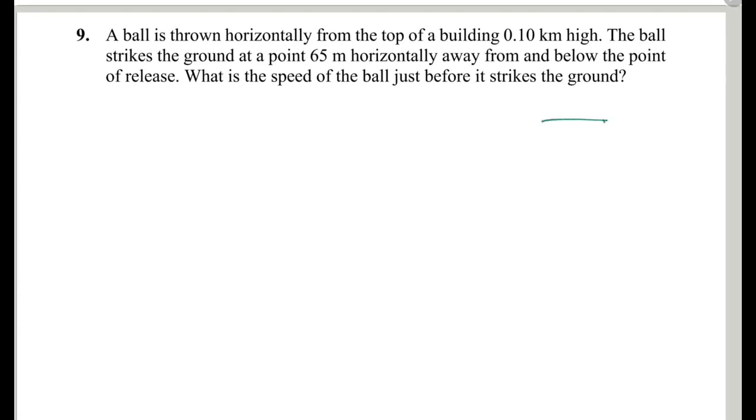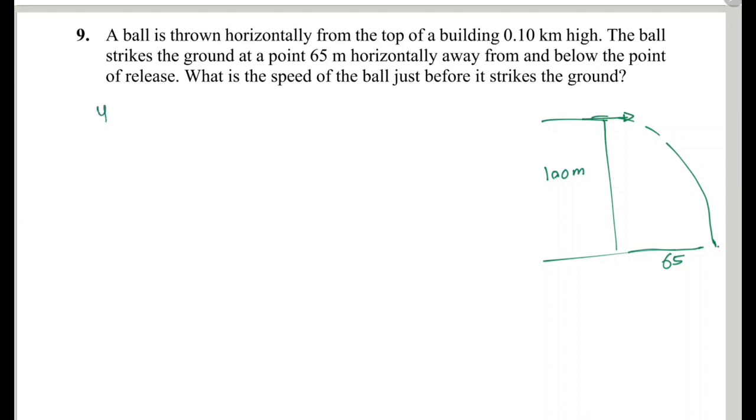So here's the top of the building right here, and the height of this building is 100 meters, and the ball is thrown horizontally like this. Now, at a distance of 65 meters from the base of the building, it strikes the ground. The question: what is the speed just before it strikes the ground? Now, to solve this one, use the information on y to find the time, substitute the time back into the x information, and you will get the velocity there.